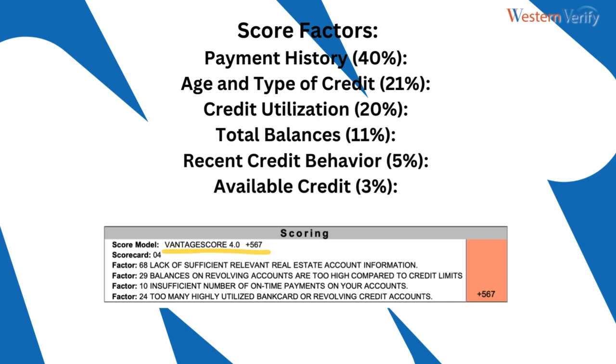Credit utilization, 20%. It measures the amount of available credit you're using. Total balances, 11%. It considers the total amount of debt you owe. Recent credit behavior, 5%. It includes recent inquiries and newly opened accounts. Available credit, 3%. The total amount of credit available to you.